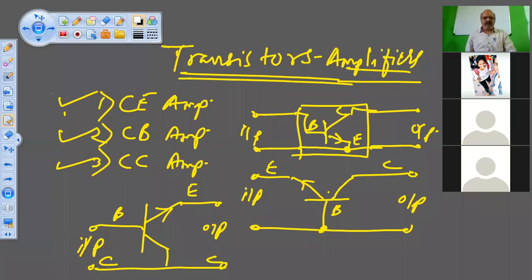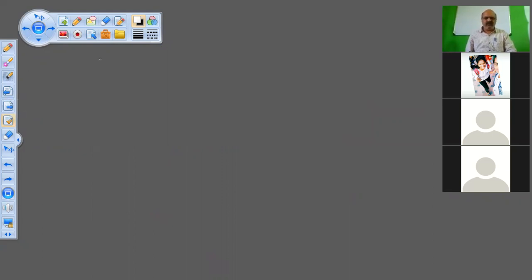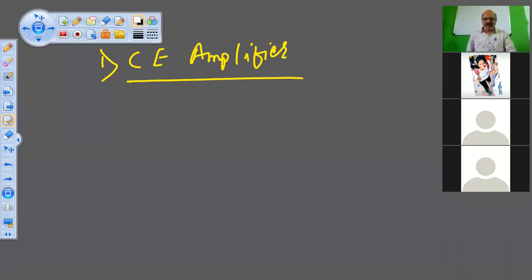Okay. So let us start with the first amplifier, that is the common emitter amplifier. So in the CE amplifier, as we know, emitter is common. Then what we do? We need to bias this transistor.